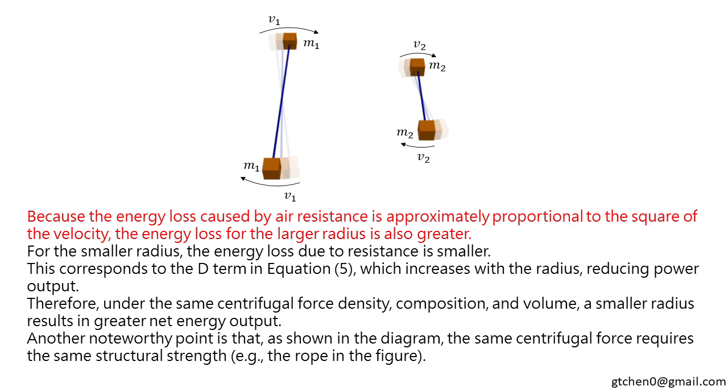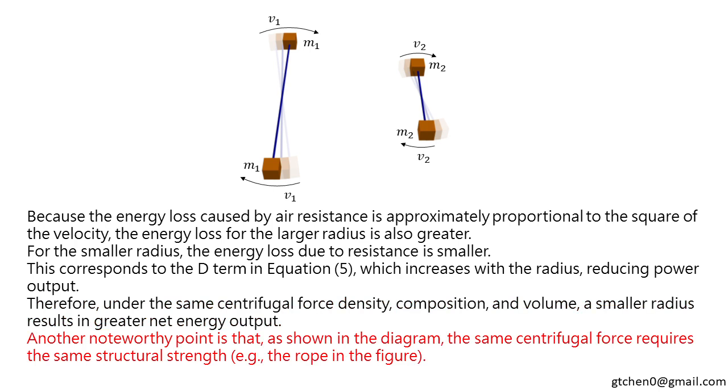Because the energy loss caused by air resistance is approximately proportional to the square of the velocity, the energy loss for the larger radius is also greater. For the smaller radius, the energy loss due to resistance is smaller. This corresponds to the D term in equation 5, which increases with the radius, reducing power output. Therefore, under the same centrifugal force, density, composition, and volume, a smaller radius results in greater net energy output.